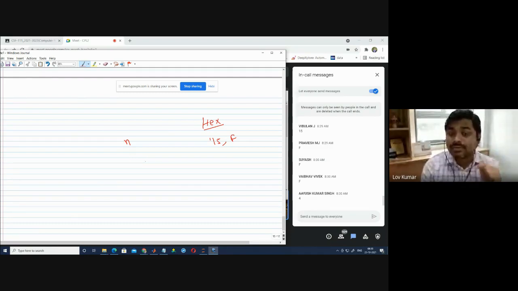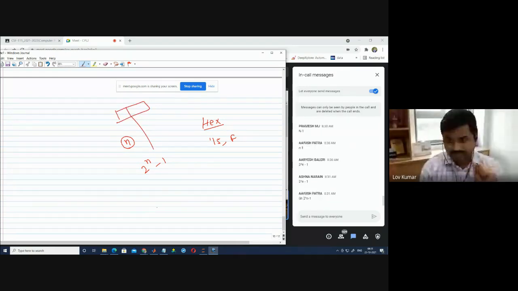If the number of bits is n, what is the maximum number you can write? 2 to the power n minus 1. Okay. If we are going to write 15 using it, definitely this value must be greater than or equal to 15. Then we can say that with this n bit, we can write 15.